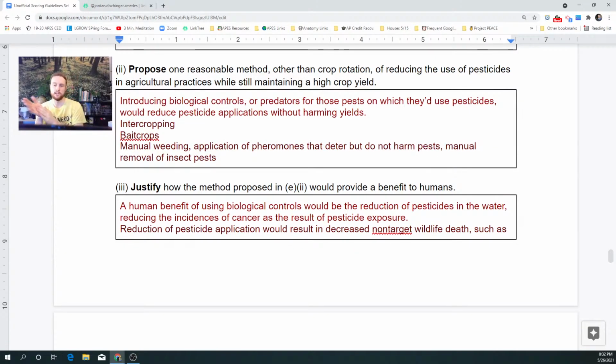Justify how this method would benefit humans. Well, we talked about pesticides. Someone in the chat named Hayden keeps saying something about inhaling pesticides, which you do not want to do. And so if we use crop rotation, or if we use a biocontrol, we're limiting our pesticide use, and we're not inhaling pesticides by the people applying them. So it's better for the farmers and their workers. It's better for people who drink the water because the pesticides don't wash out into the water.